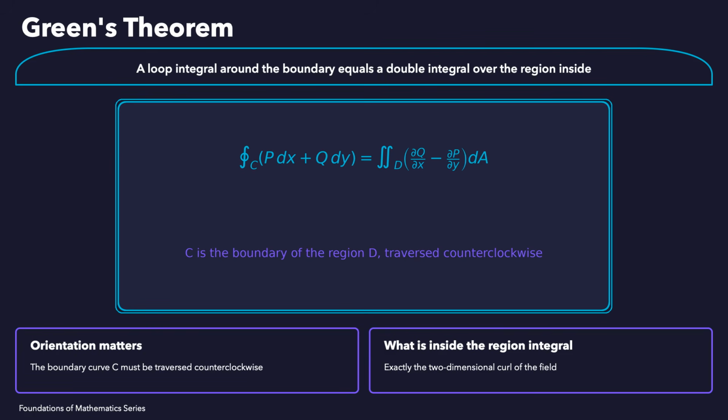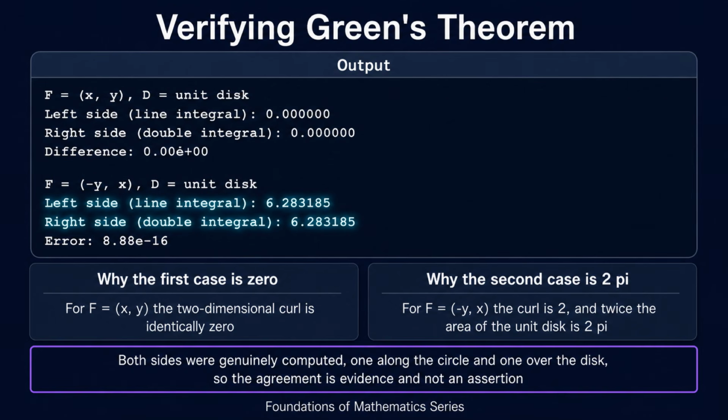There is an orientation condition. The boundary must be traversed counterclockwise. Traverse it the other way, and, as we just saw, the left-hand side changes sign. Let us test it on the unit disk with the two fields from last chapter.